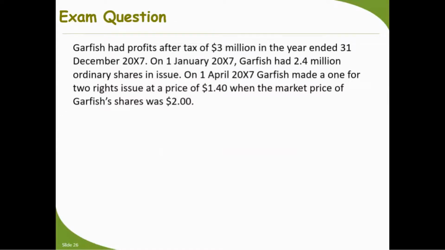Garfish has profits after tax of $3 million in the year ended 31st December 2007. On 1st January 2007, Garfish had 2.4 million ordinary shares in issue. On 1st April 2007, Garfish made a 1-for-2 rights issue at a price of $1.4 when the market price of Garfish shares was $2.